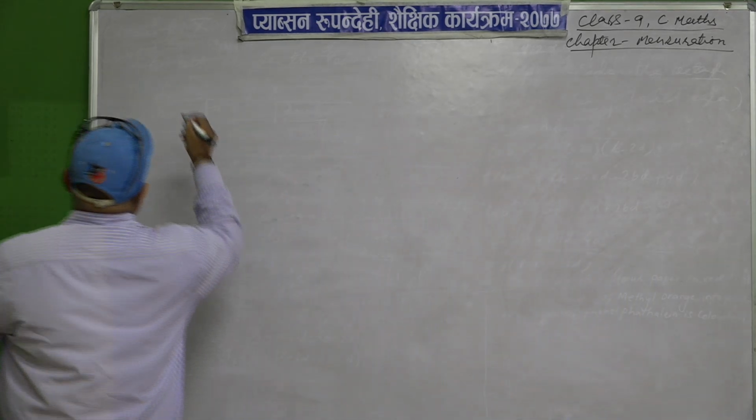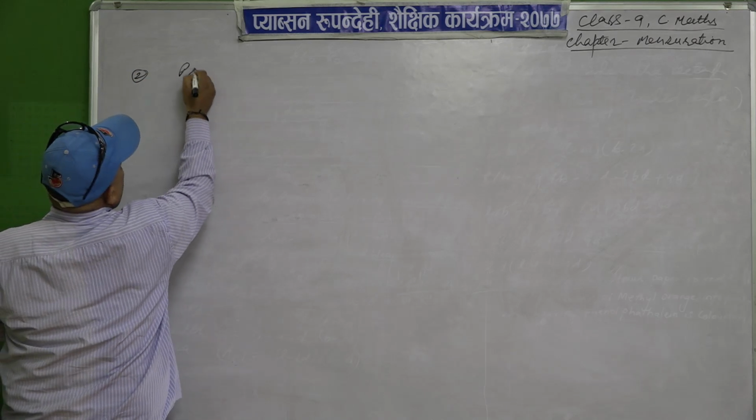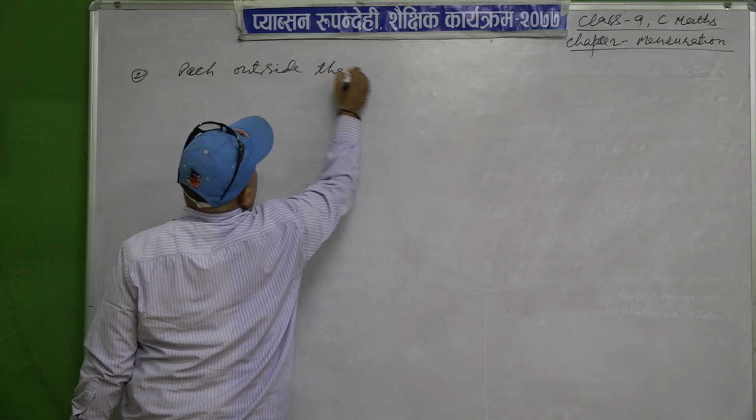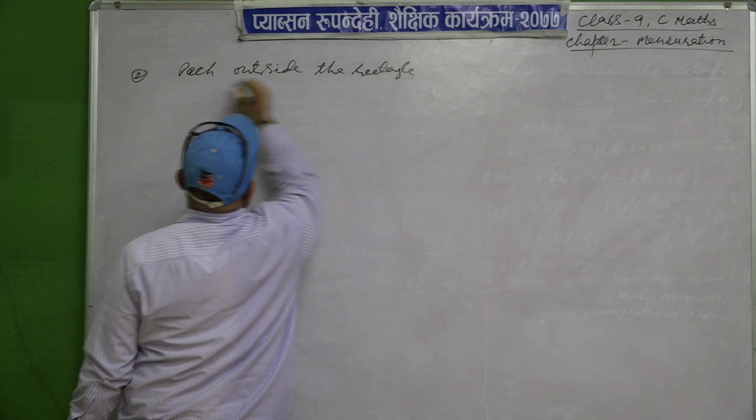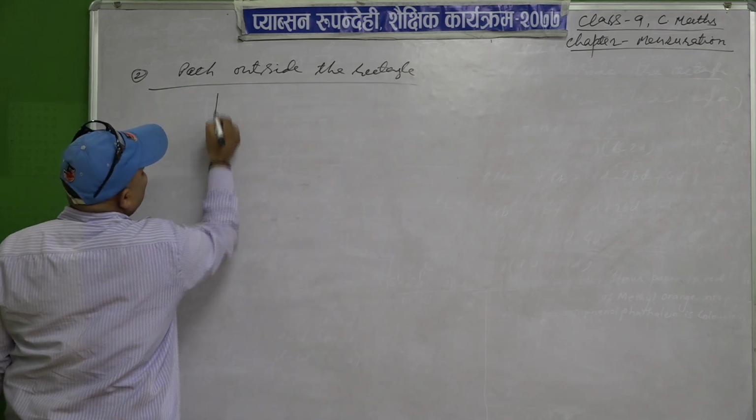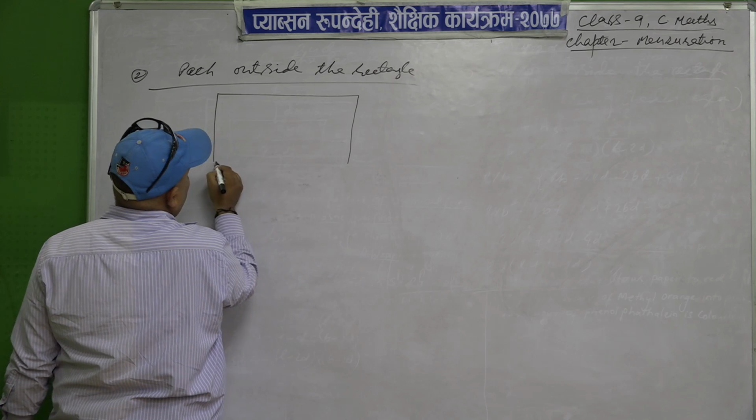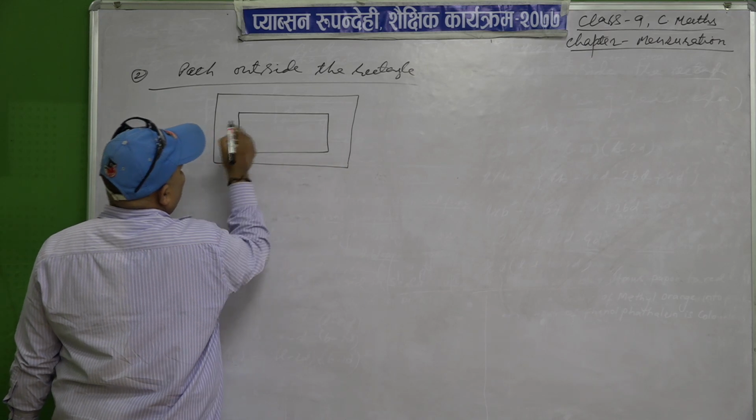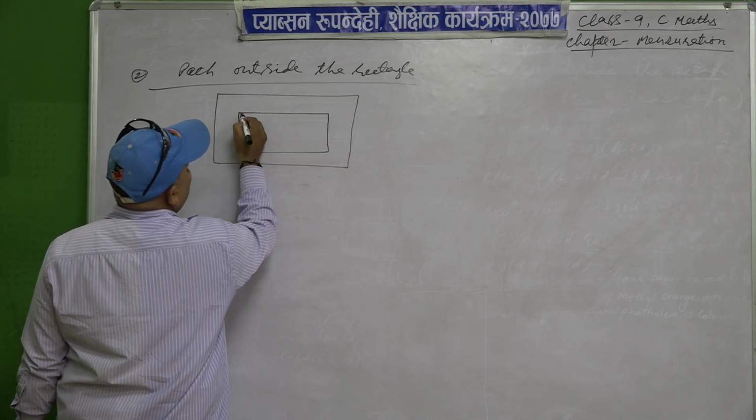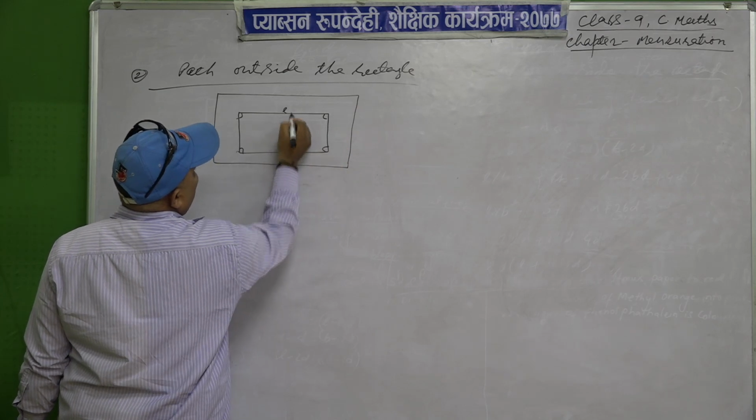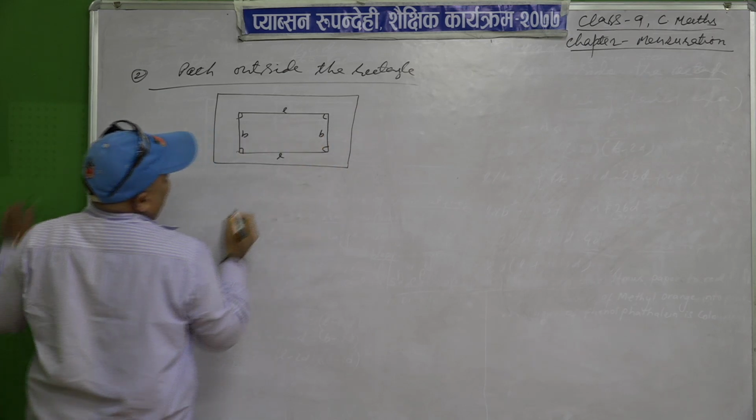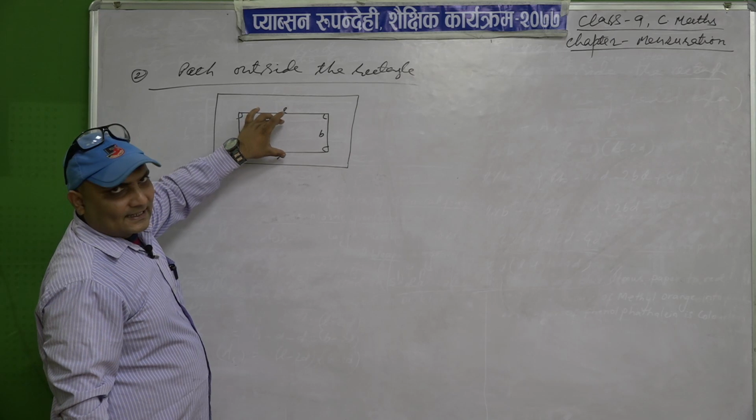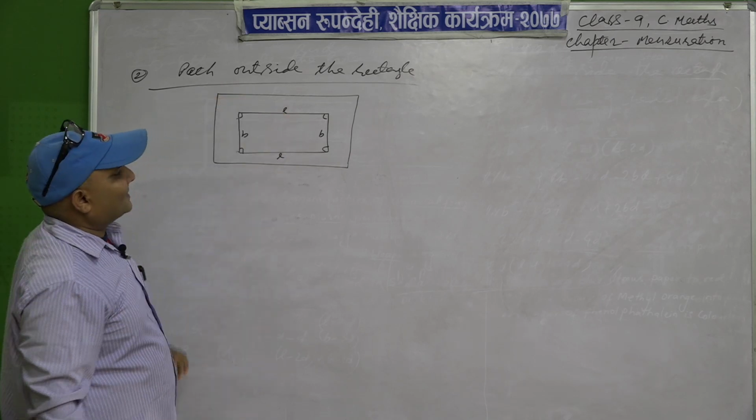Now the second condition, that is, path outside the rectangle. It is the same condition, same figure, but what is given is different. In this condition, this L and this B are given. If the length and breadth of this rectangle are given, then this path is outside this rectangle. That's why it is called path outside the rectangle.